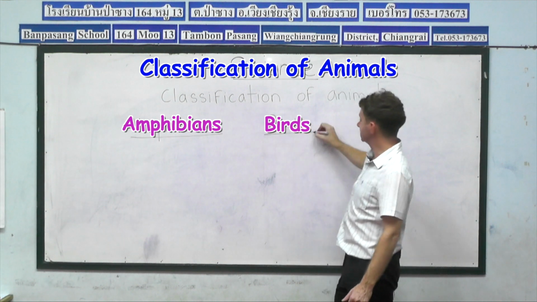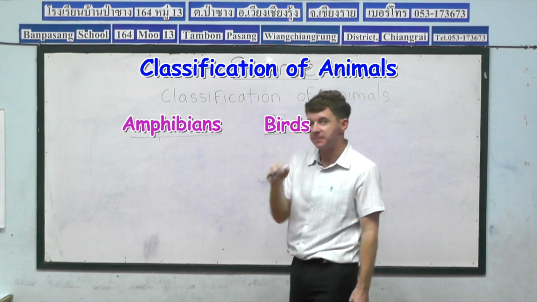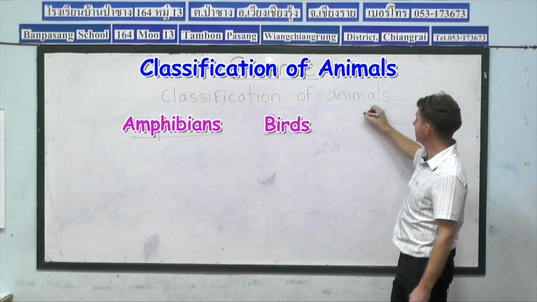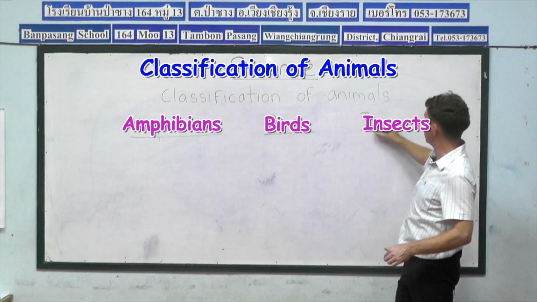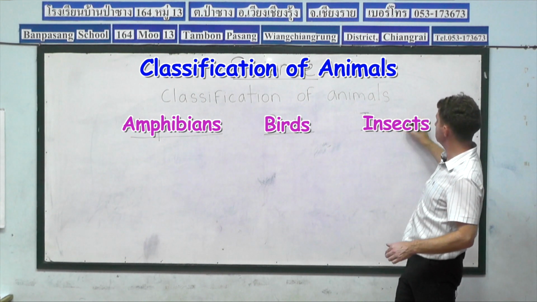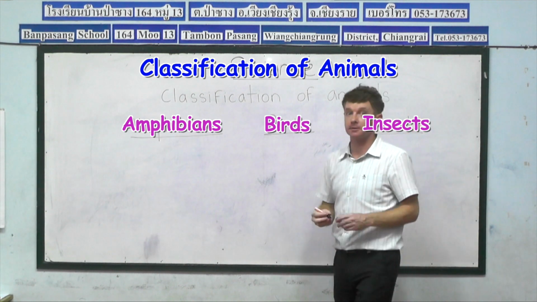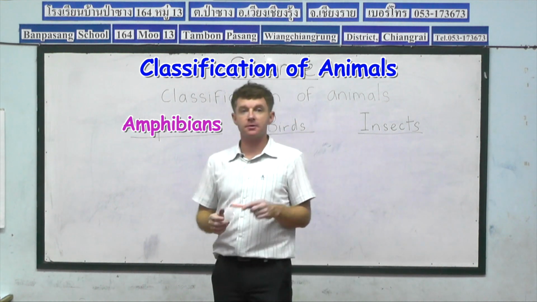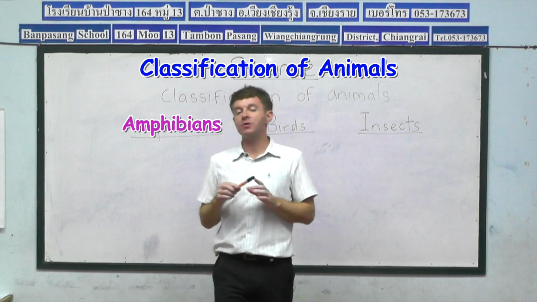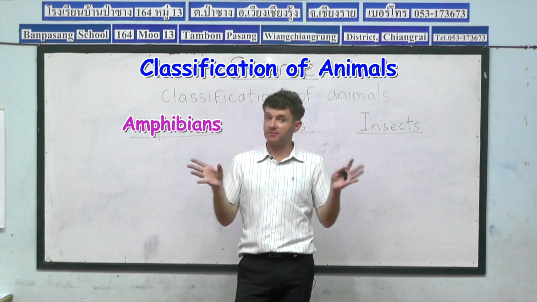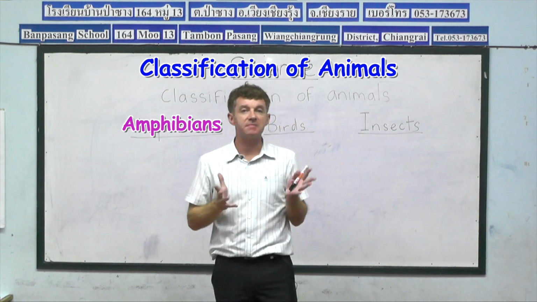Excellent, guys. And then the final class, insects, the small creepy crawly things that we see. Insects. I-N-S-E-C-T-S. So we have amphibians, birds, and insects. Now, thinking back to previous lessons, or maybe even things that you know already, who can give me an example of an amphibian?